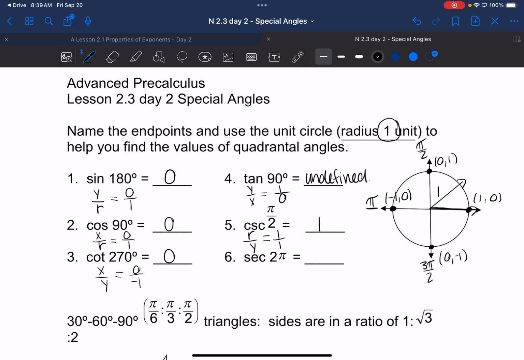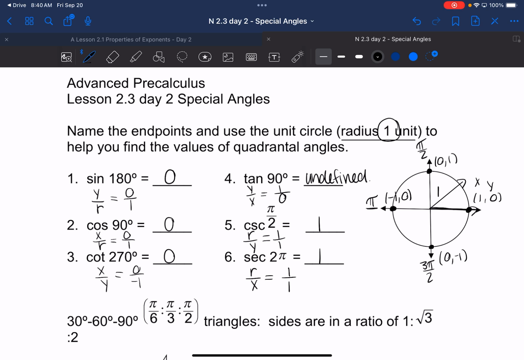Okay. Then lastly, we've got secant of 2 pi. Remember, secant is the reciprocal of cosine. So this is r over x. So at 2 pi, r is still just 1. And what's x at 2 pi? 1. And 1 over 1 is just 1. Remember in our coordinate points, guys, this is x and this is y, right?